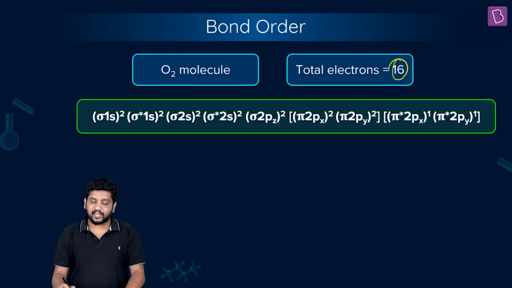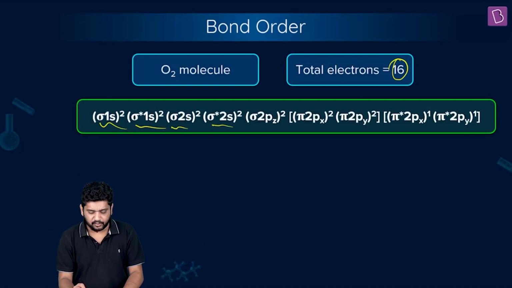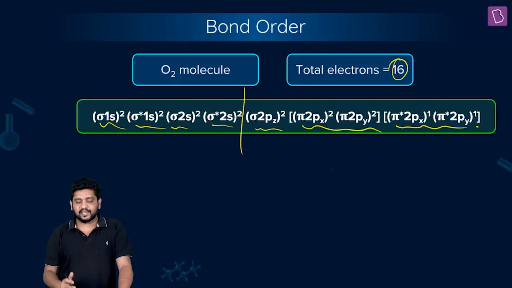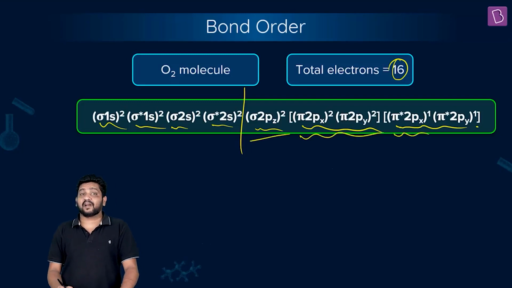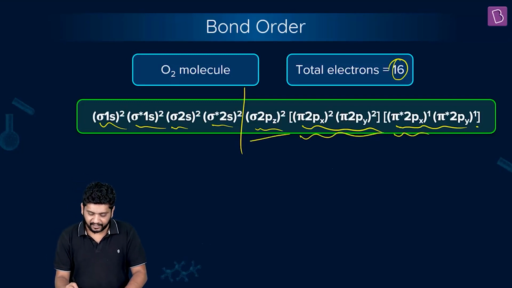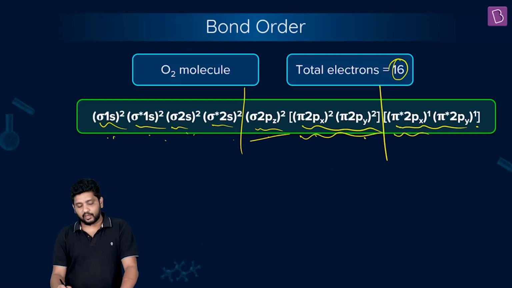Now O2, 16 electrons, greater than 14 electrons, so the order is 1-2-1. Sigma 1s2, sigma star 1s2, sigma 2s2. This is the same for everybody. Then you have your 1-2-1, right? Of course, sigma star 2pz does not have any electrons, so I have not written it. So sigma 2pz2, pi 2px2, pi 2py2, pi star 2px1, pi star 2py1. By the time I reach here, how many orbitals are there? 1, 2, 3, 4, 5, 6, 7. So 7 into 2, 14 electrons are already filled. 2 more electrons are to be filled now.